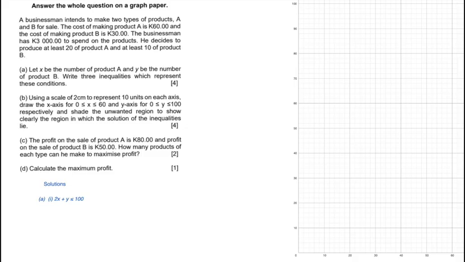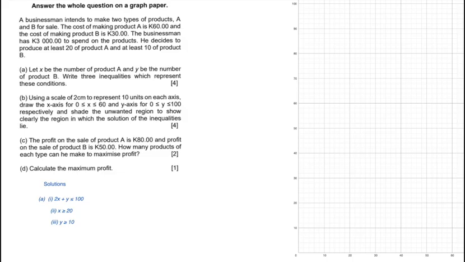Then we have the next inequality, which says he decides to produce at least 20. So it's either 20 or more than 20. So our inequality will be x greater than or equal to 20. Then the other inequality that we can talk about here is y greater than or equal to 10 for product B, which is at least 10. So that's what it is there. Now let's represent these inequalities on the graph.